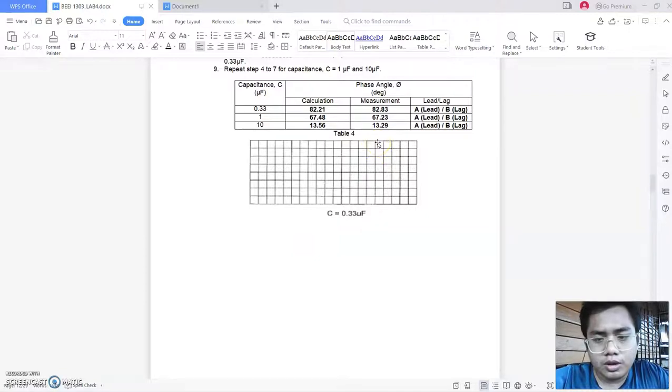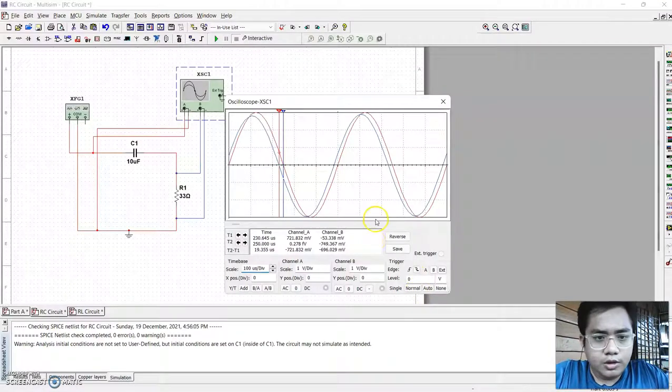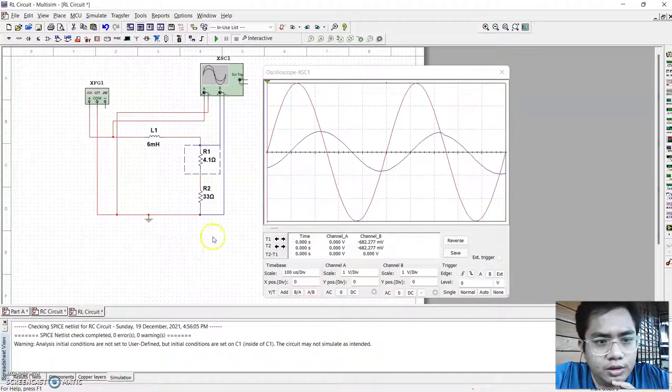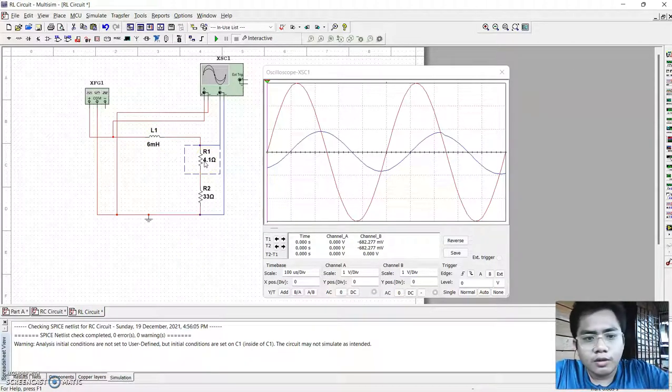We have to take the data from Multisim, and look at the relationship between lead and lag. As we can see here, channel A is the input, while channel B is our output. So the relationship is that channel A is leading channel B; channel B is lagging while channel A is leading.